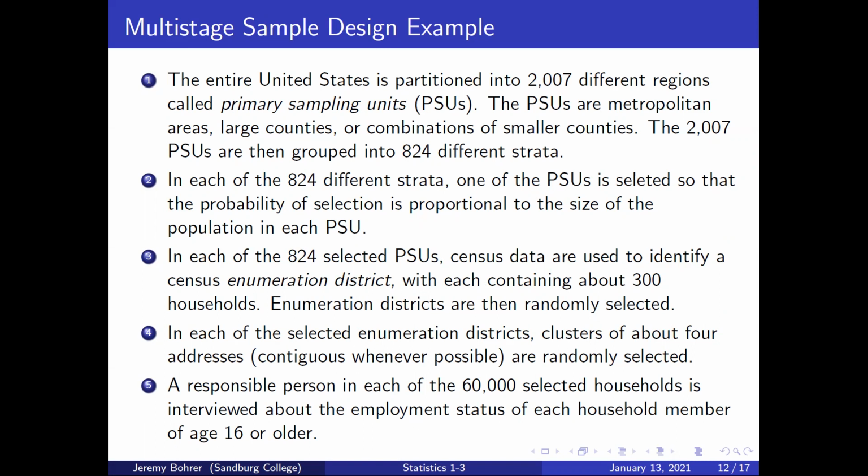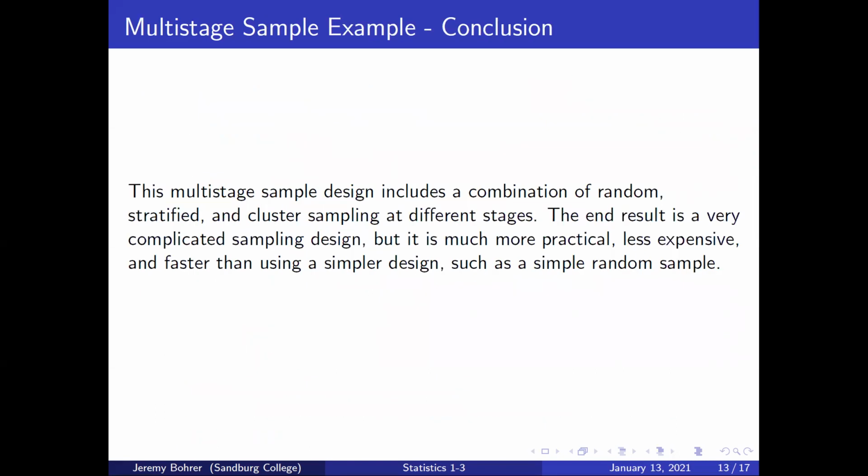In each of the selected enumeration districts, clusters of about 4 addresses, contiguous whenever possible, are randomly selected. A responsible person in each of the 60,000 selected households is interviewed about the employment status of each household member of age 16 or older. This multi-stage sample design includes a combination of random, stratified, and cluster sampling at different stages. The end result is a very complicated sampling design, but it is much more practical, less expensive, and faster than using a simpler design, such as a simple random sample.